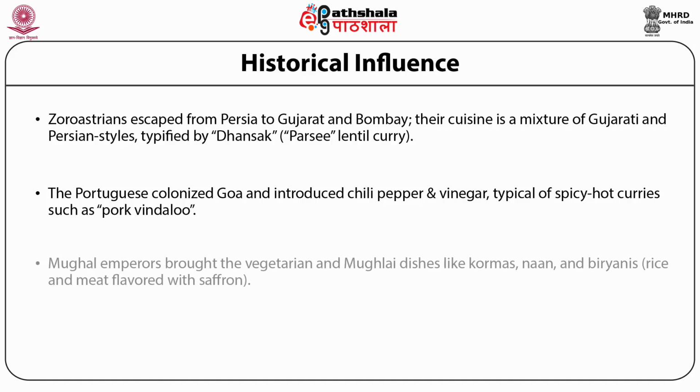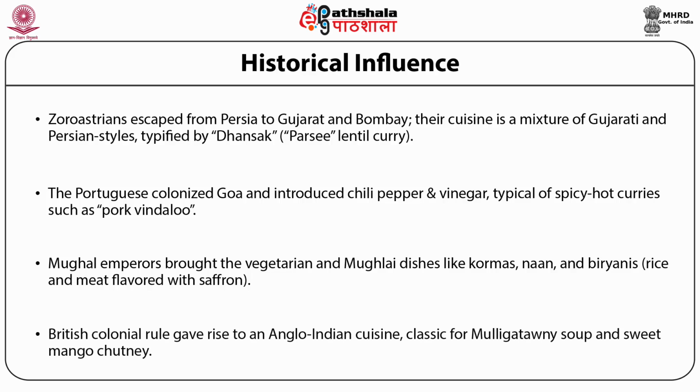North India was ruled by Mughal emperors from 1526 to 1857 AD. The vegetarian and Mughlai dishes are noted for tandoori style and use of fruit, grains, dairy, and nuts, as in kormas, naan, and biryanis, that is, rice and meat flavored with saffron. Lastly, British colonial rule in India from 1858 to 1947 gave rise to an Anglo-Indian cuisine, classic for mulligatawny soup and sweet mango chutney.